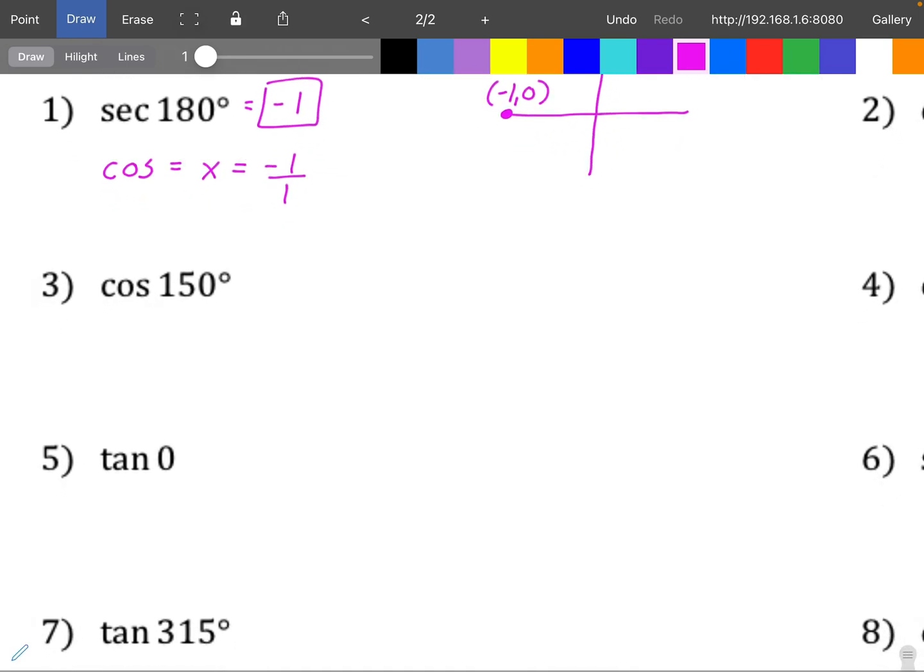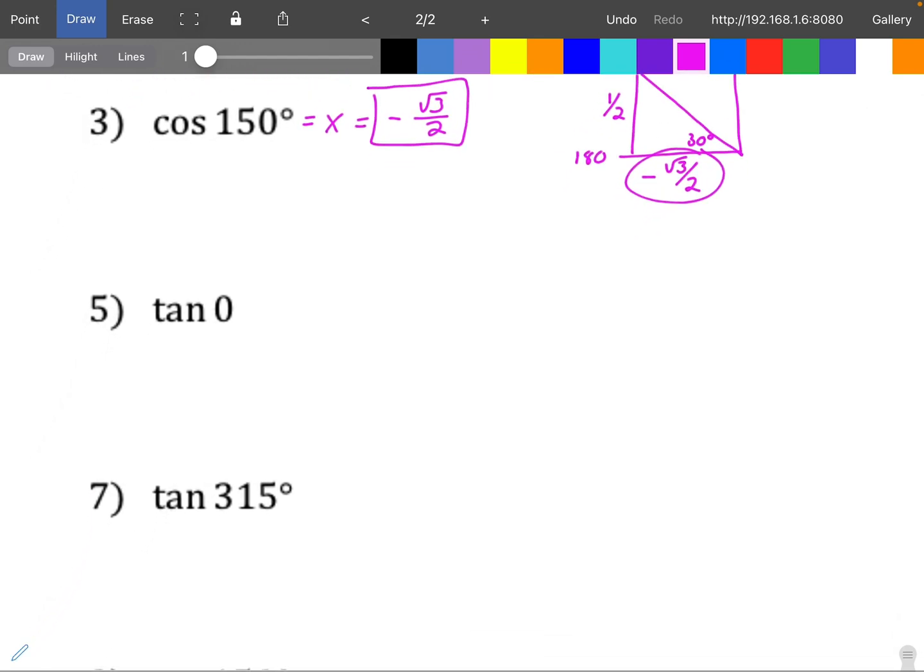Number 3, we have cosine of 150. So 150 is going to be in our second quadrant. So we draw our reference triangle. And if this is 150 and this is 180, then there is a difference of 30 degrees between the two. Therefore, our reference angle is 30 degrees. Across from 30 degrees is 1/2, and that means the other side would be square root of 3 over 2. Now, this is the second quadrant, which means the x is negative and the y is positive. Now, cosine is simply x, and our x is negative square root of 3 over 2.